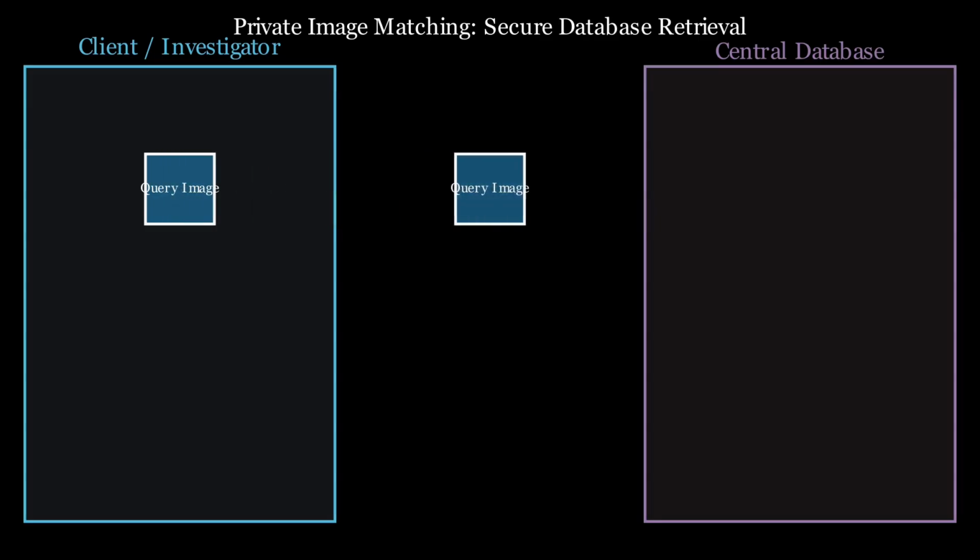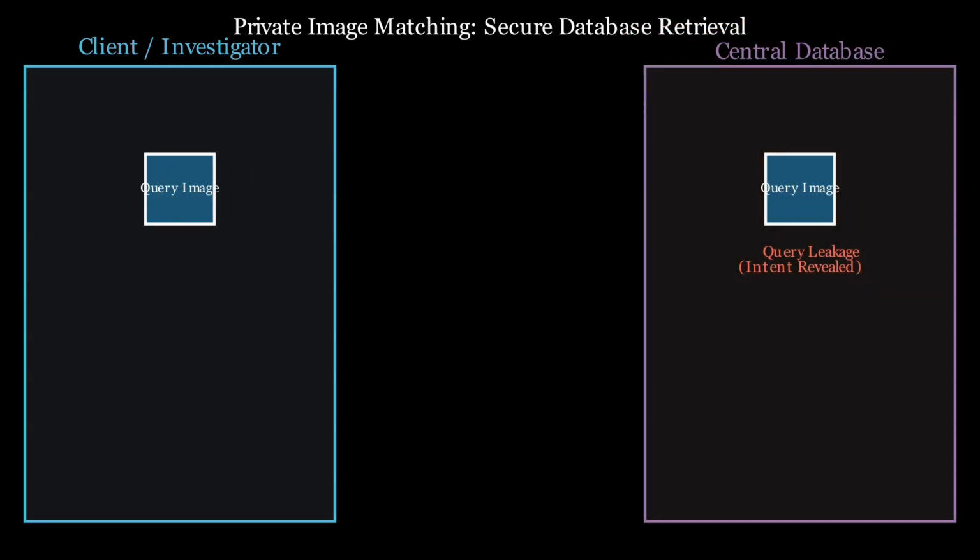The moment the server needs to execute the search algorithm, it must decrypt the query image into plaintext inside its system memory. This exposes the system to a critical vulnerability known as query leakage. Even if we completely trust the server to not be hacked by outsiders, we must consider the honest but curious threat model. An insider threat, a curious database administrator, or a compromised server log can instantly see the exact image the investigator is looking for.